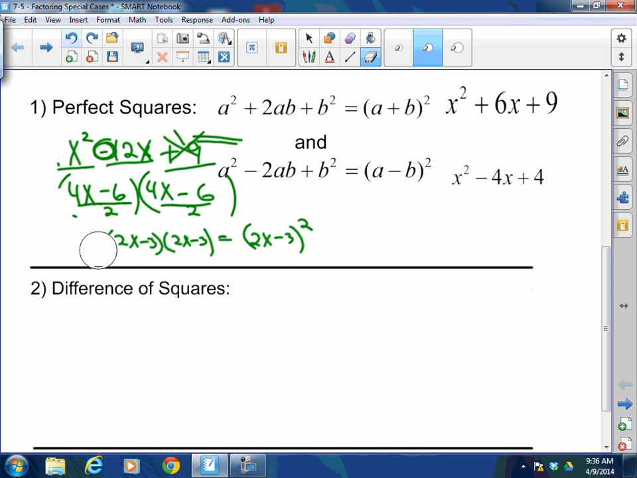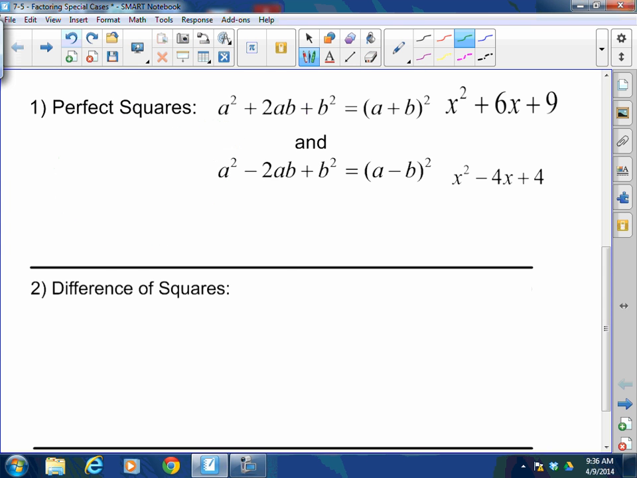For example, what if I give you, let's see, let's do 64x squared, let's do plus 121, plus 176x. Those are some huge numbers. I'm not saying that you cannot do it, but it's going to be virtually impossible to do this the cubic method. Is this a perfect square?